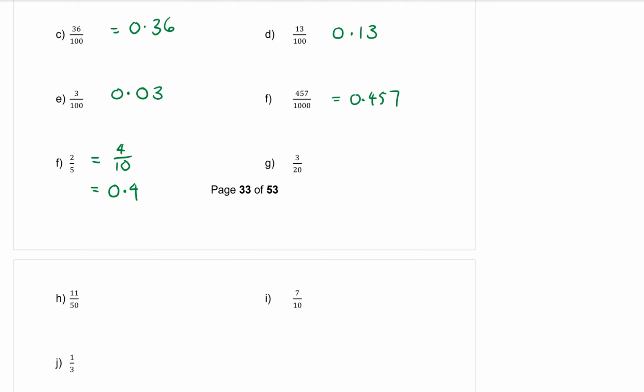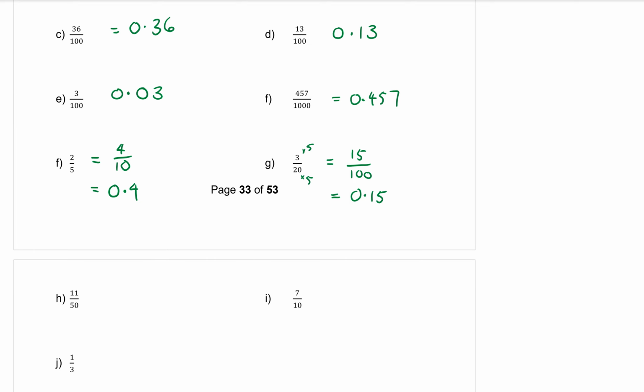You can do little times-by things on there. That's a little reminder on how to do it. 3 times 5 is 15, and 20 times 5 makes 100. Once it's over 100, I put the 5 in the hundredths position, so 0.15.